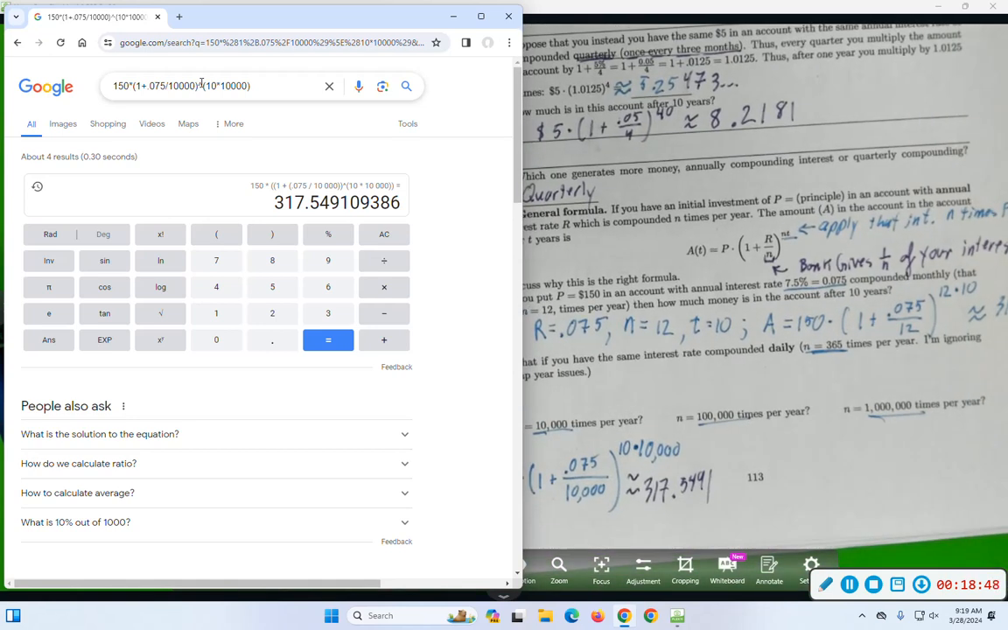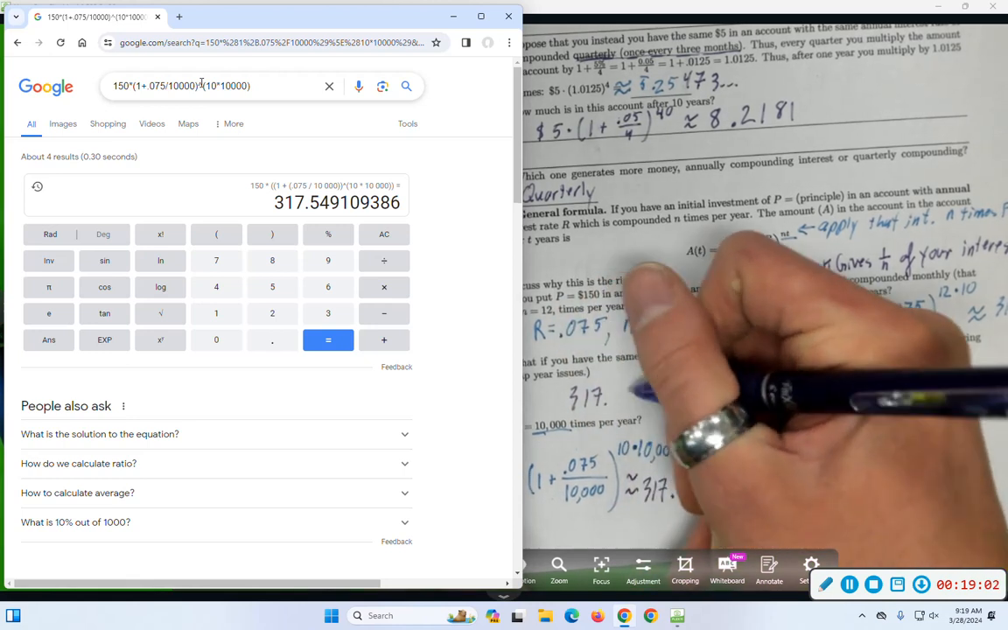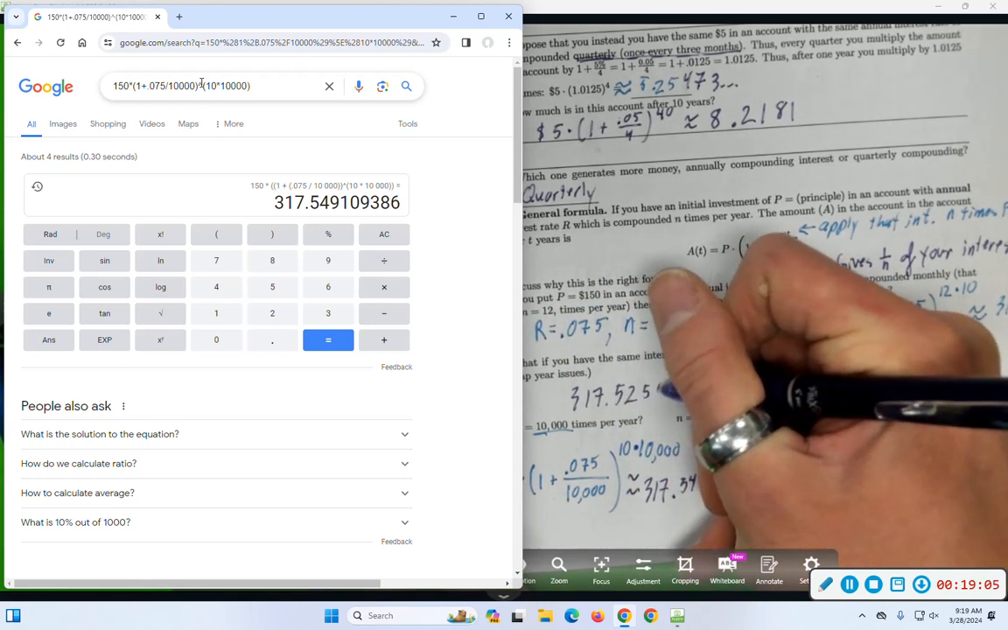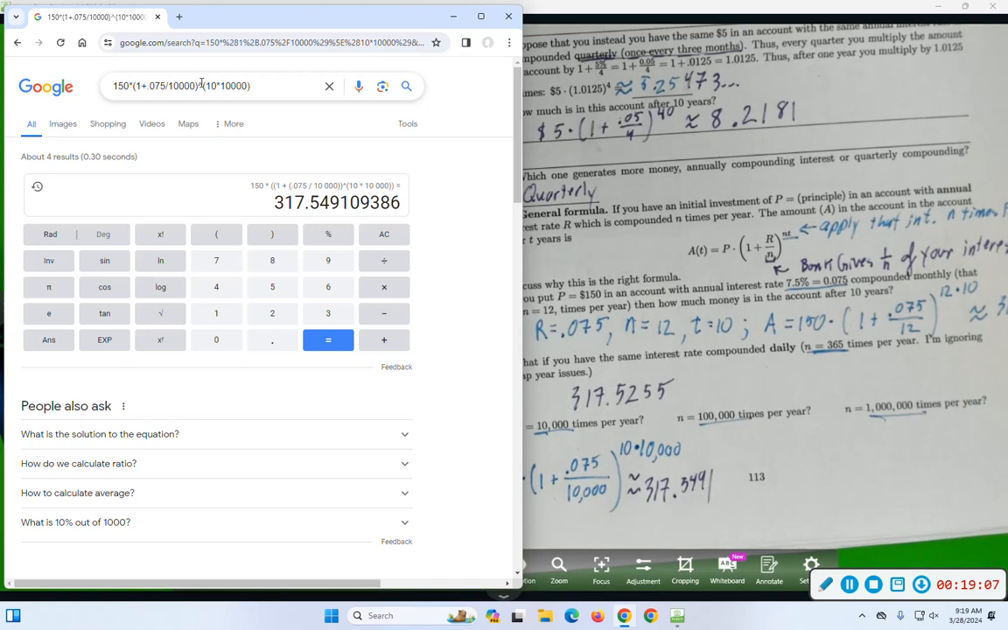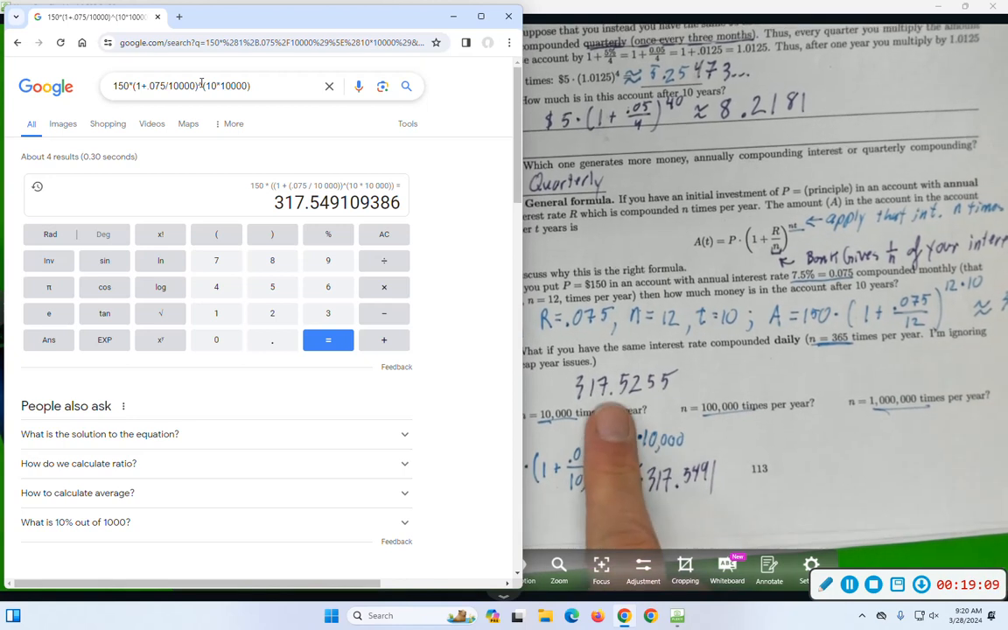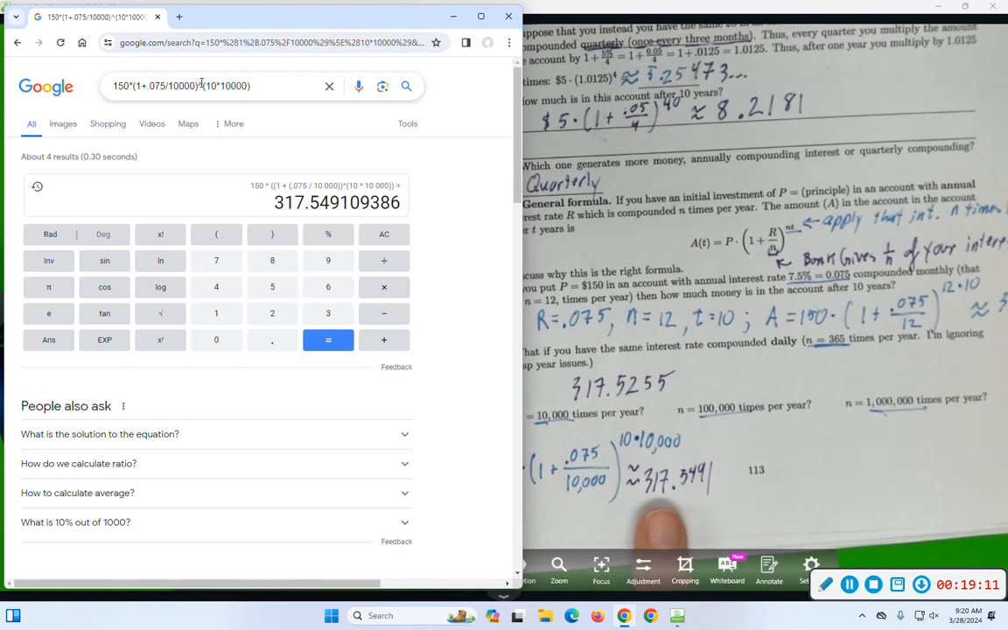Anyone get 365 done? What'd you get? Got 317.52. You said 5255? Yeah. Cool. So, it's a little bit better to compound daily. It's a little bit better, though it's starting to get pretty marginal to compound 10,000 times per year. 100,000?